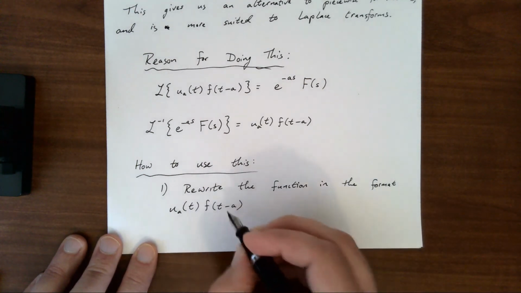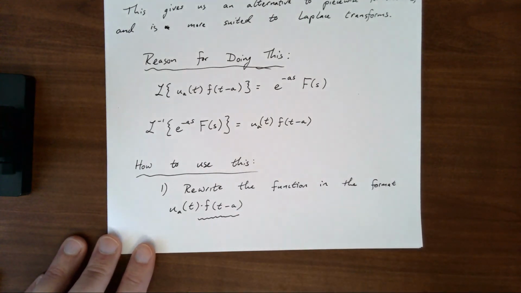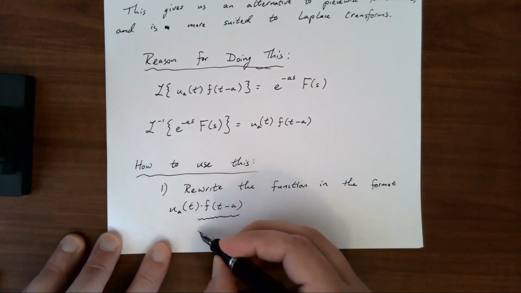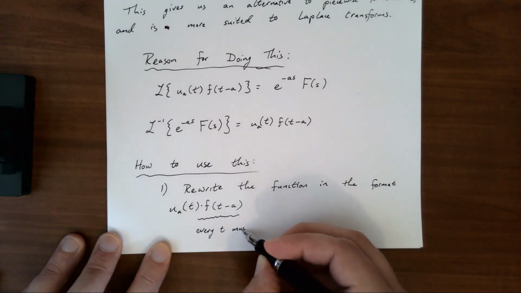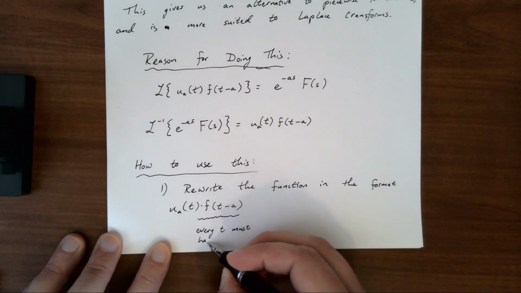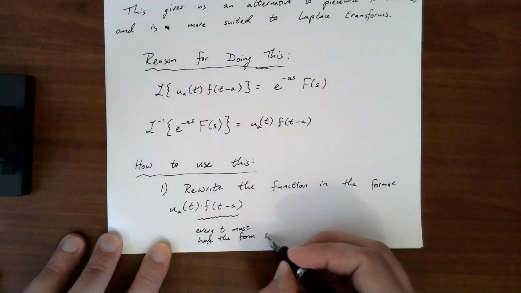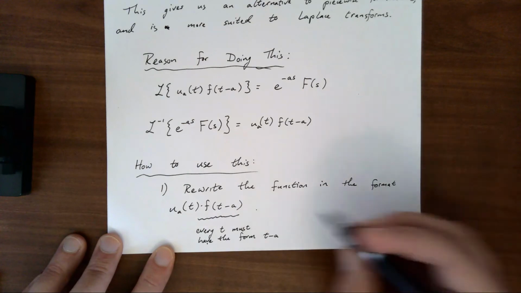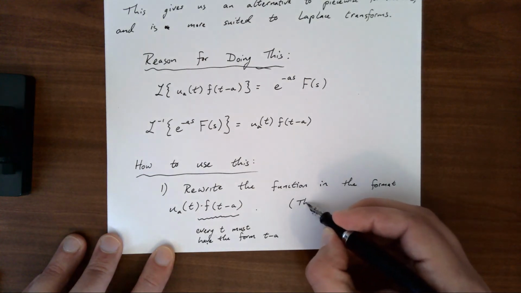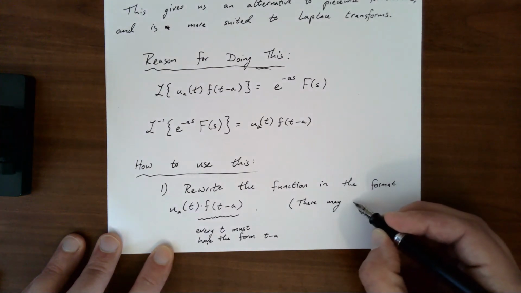So the important thing here is that for the second factor, you do not just see a t anywhere. Every t is replaced by a t minus a. And there may, and in fact there usually will, be multiple terms of this form.